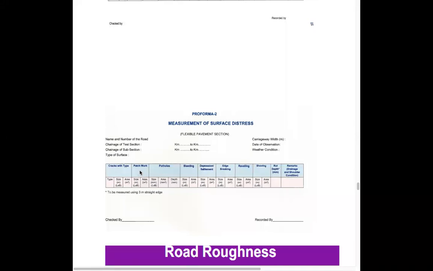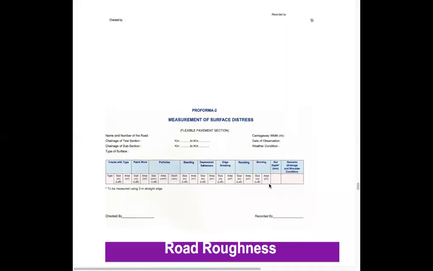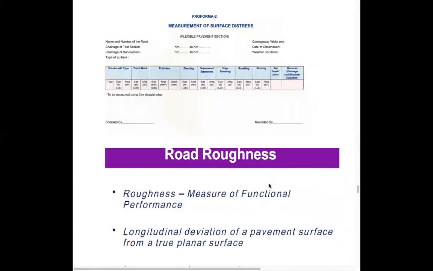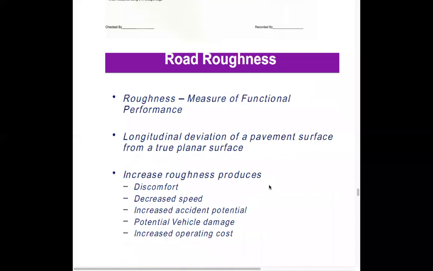So patchwork, whatever you do as a maintenance part, is also considered as one of the failures on the flexible pavement. It is a failure. Then potholes, if you want to go into detail, then you measure those different failures. So these are the performas, how we take the data from the pavements.